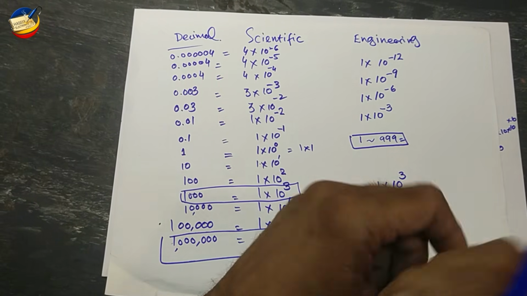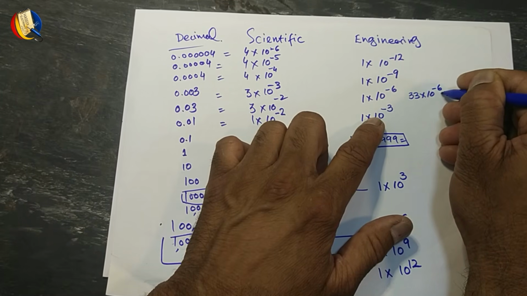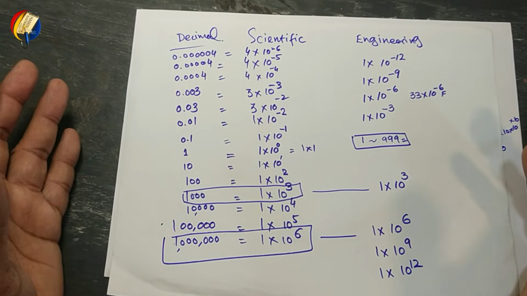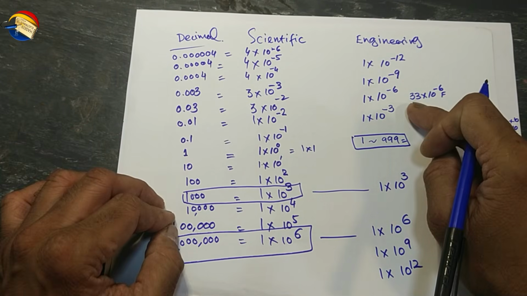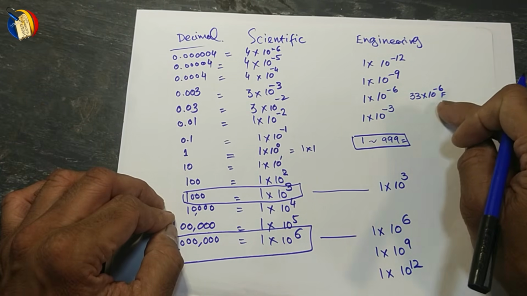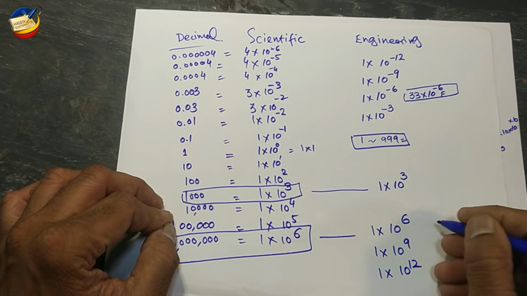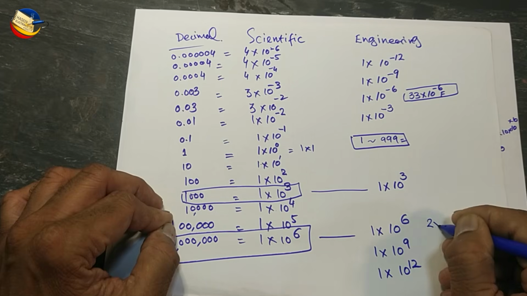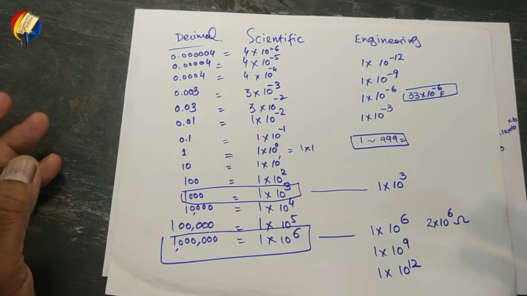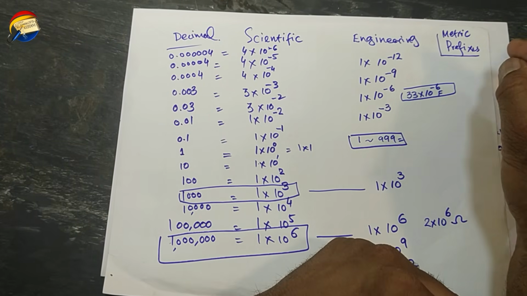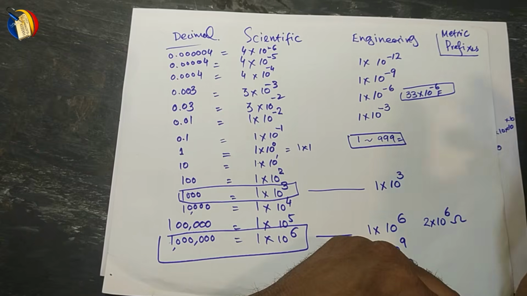Let's suppose I need a capacitor, 33 × 10 raised to the power minus 6 farad. It is very difficult to ask any shopkeeper to provide you a capacitor of 33 × 10 raised to the power minus 6 farad. It is somewhat difficult to understand. I need a resistor 2 × 10 raised to the power 6 ohms. It's also strange. In engineering notation, there is a special way to express things that is called metric prefixes.